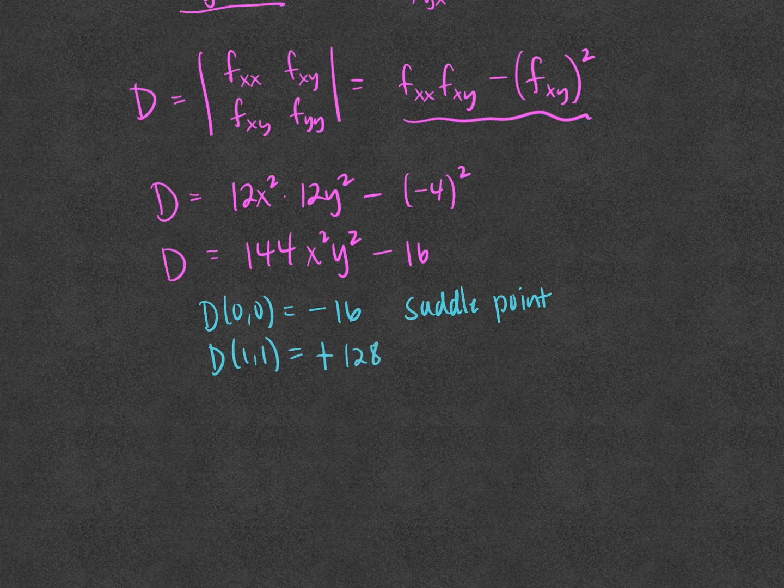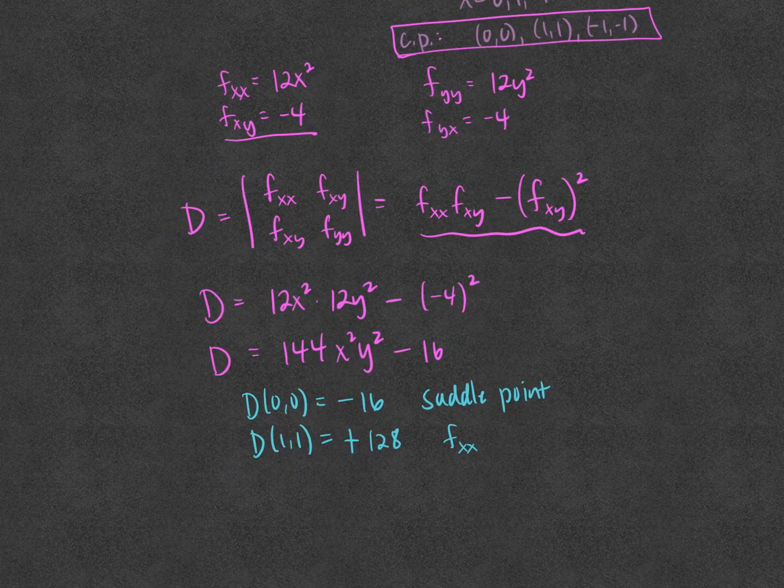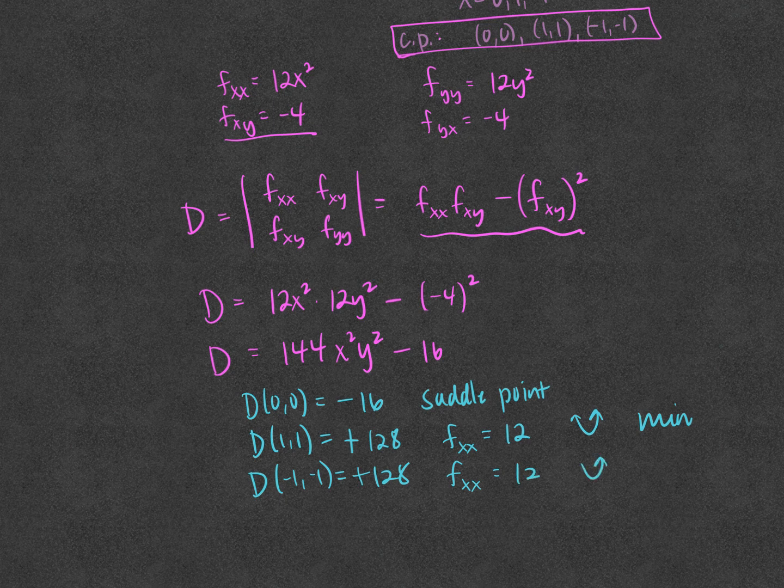128. Now when you do this, you need to look at your second derivative with respect to x. So that would be 12x squared, which is positive. X is 1, squared is 1, times 12 is 12, which is positive. So positive means I have opening up, which is a minimum. And that's the way I think about it, rather than memorizing what's happening. And then we have D of negative 1, 1. When we put this into D, we still have positive 128. And when we put it into f of xx, we still have positive 12. So we have a minimum here as well.